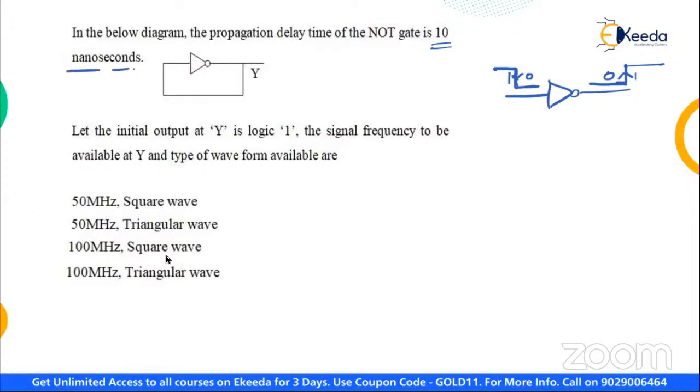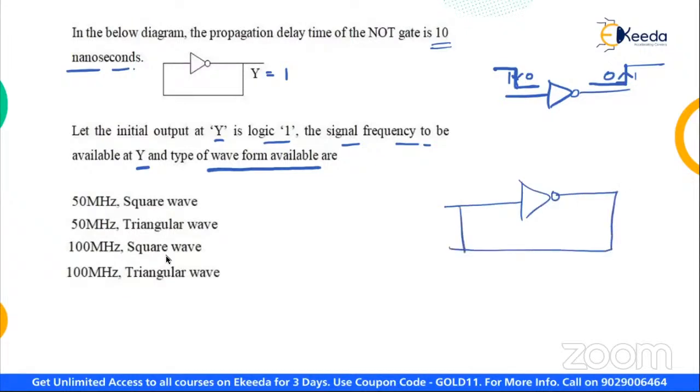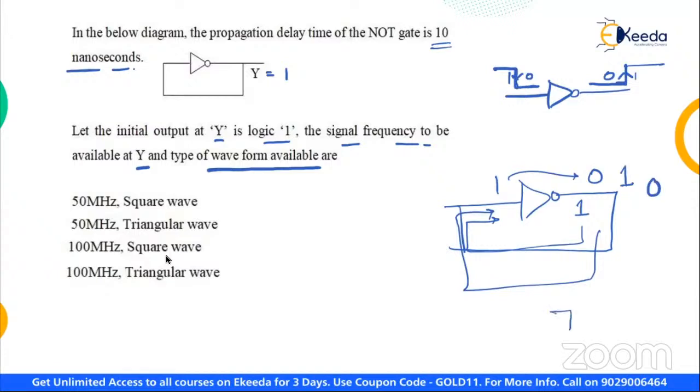So you understand that. Let us assume the initial state of y is logic 1. Let us assume this is y equal to 1. The signal frequency to be available at y and the type of waveform available is... Obviously, one NOT gate with the feedback will definitely give you the square wave. How come? Very simple. Since output is 1, what they said initially, 1 gets a feedback here. So what will 1 become, guys? It will become 0. Then 0 has a feedback here. What will 0 become? 1. Then 1 will become 0. Like this, this will continuously happen.